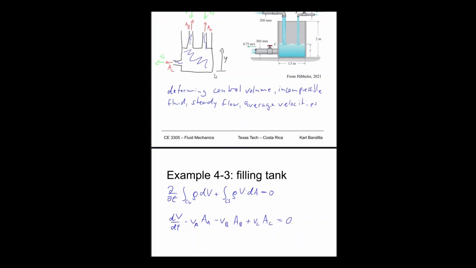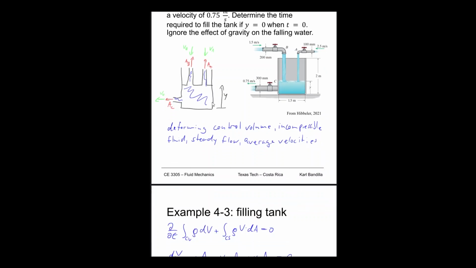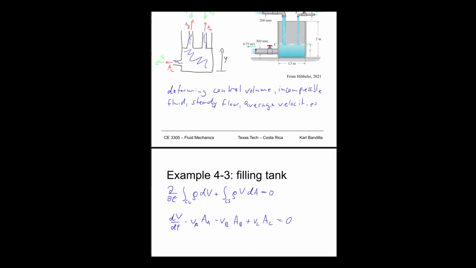So we need to write the volume that's inside of our control volume in terms of this depth y. Okay, well, for the bottom part, that's easy, right? It's just y times the area. So we can say V would be pi over 4 times the tank diameter, DT squared, and then times the height. In our case, the height, of course, is just y. Okay, good. So we have the y in there.